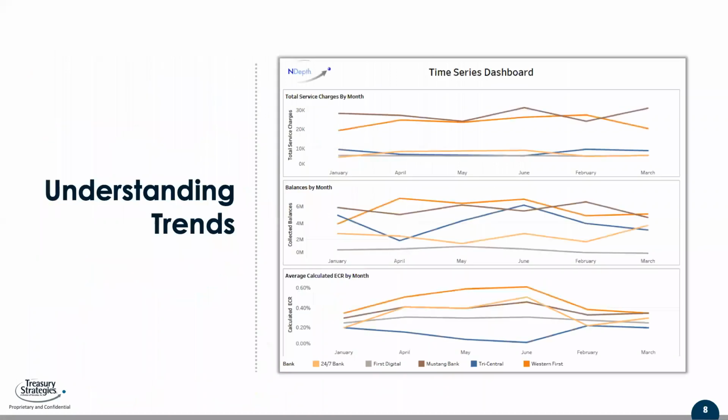In addition, one of the things that we advocate for is really understanding some of the trends. It can be as simple as just a time series. What we show here is a simple time series where we show from one period to the next the total service charges, balances, and ECR, so that you can see how any specific trends are emerging, also looking for any major shifts from one period to the next. And if you do identify a major shift, that suggests that you may need to peel the onion back and dig a little bit deeper into what's driving those underlying components and those shifts.